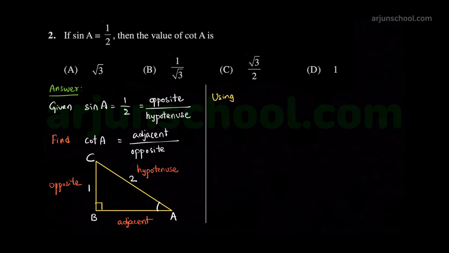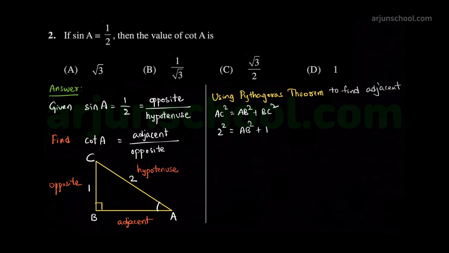Now let us use Pythagoras theorem to find the length of adjacent side. Pythagoras theorem states that hypotenuse square is equal to adjacent square plus opposite square. Hypotenuse is AC, adjacent is AB, and opposite is BC. AC is 2 units, 2 square is equal to AB is unknown, AB square, plus BC is 1 unit, 1 square. AB square is equal to 2 square is 4 minus 1, that is equal to 3. That implies AB is equal to root 3 units, which means adjacent side is root 3 units.